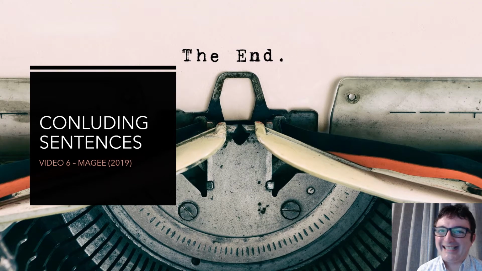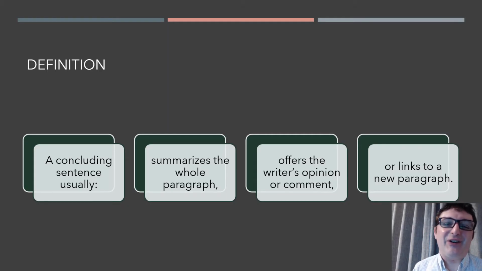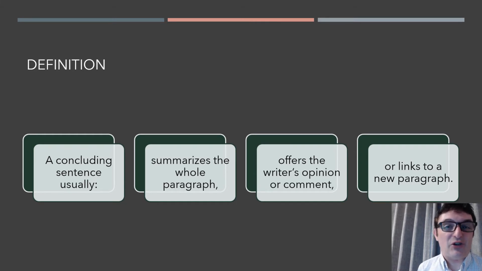So let's get started. A simple definition of a concluding sentence is that there are three main types. The first is a summary of the whole paragraph. The second is that the concluding sentence shows the writer's opinion or comment on the content of the paragraph. And thirdly, the final sentence can be a link between this paragraph and the next paragraph. Now that's a standard definition.